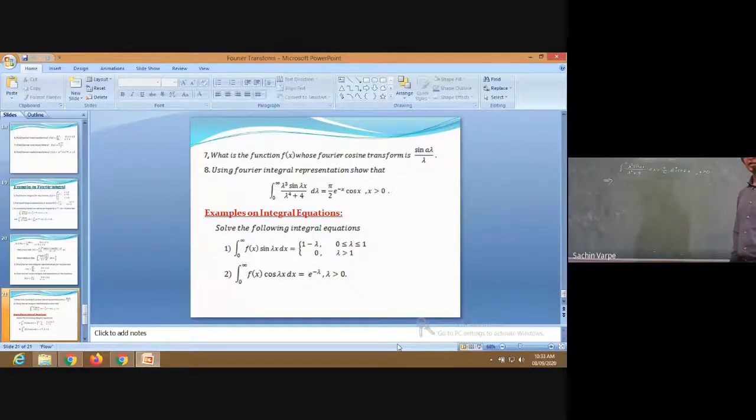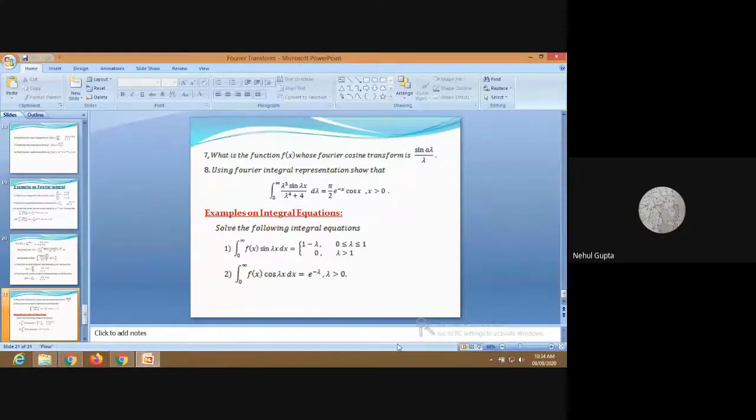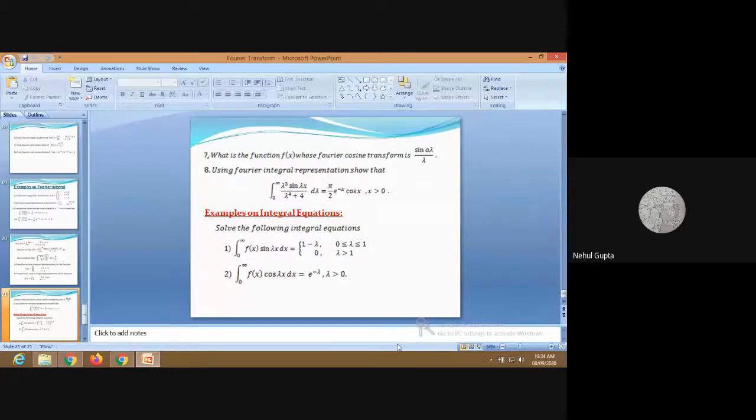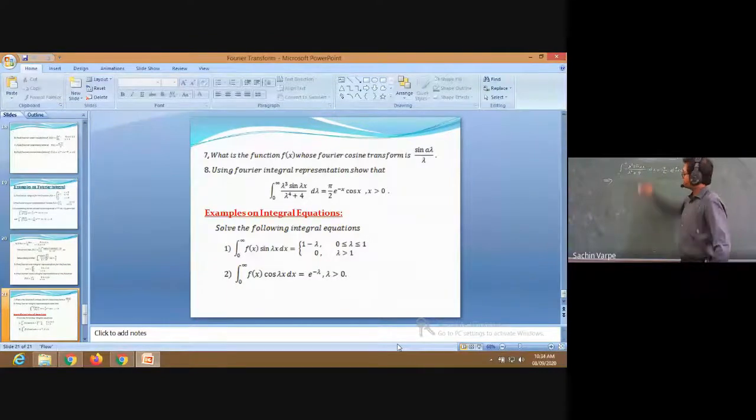Actually, we have asked to show that, right? Show that this integral representation. If we look at the left hand side, the integration is with respect to lambda, d lambda. If you are having the integration with respect to lambda, then that is nothing but a Fourier integral. And since that integral is in terms of sine, and since the limits are from 0 to infinity, it will be a sine integral. So actually, we have asked to evaluate the Fourier sine integral representation, right?